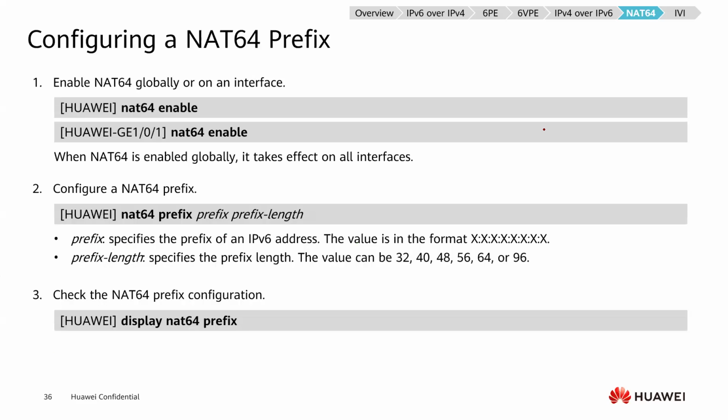Okay, and how to configure the NAT64? First, you need to enable this function globally, or you can enable it on an interface. And you need to pre-configure the prefix, right? Because you need to tell the firewall what is the specific prefix you can use, and then you can display it.